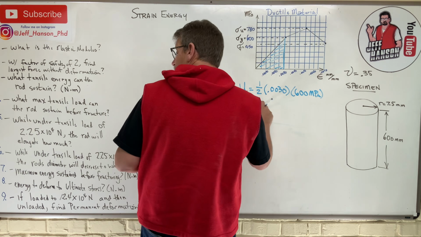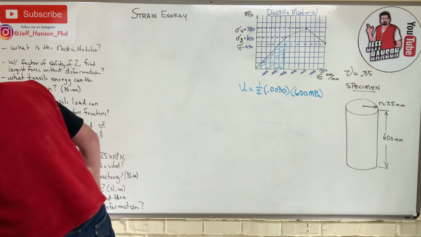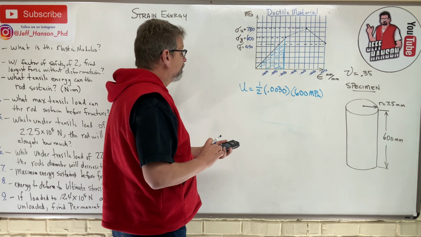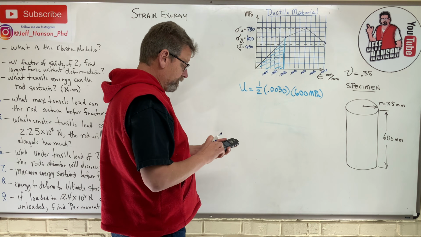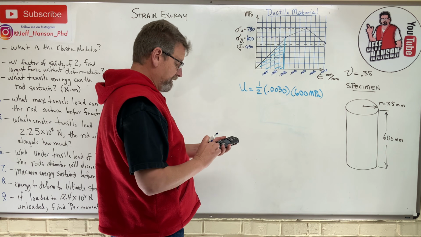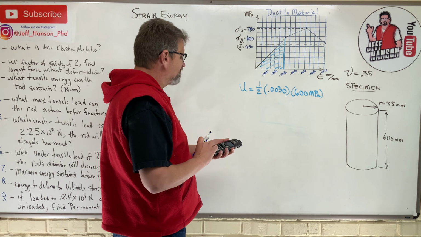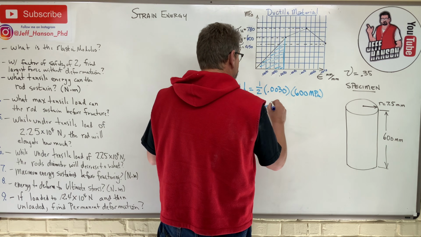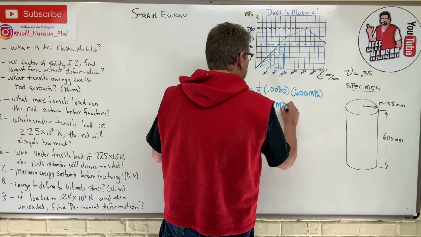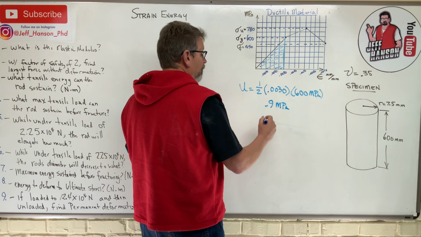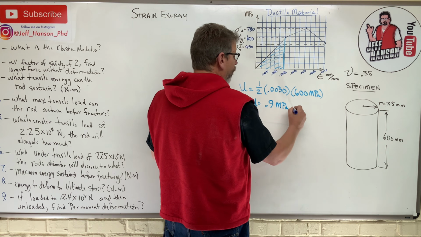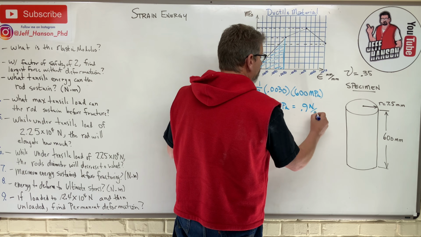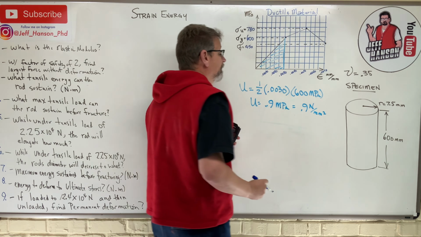So let's see what we get here. Where's my calculator? Okay, so 1/2, I should have done this in my head. Let me start over again. Clear. 300 times 0.0030 equals 0.9 megapascals is that area underneath that curve, okay? So U equals, or we could say this equals 0.9 newtons per millimeter squared, right?